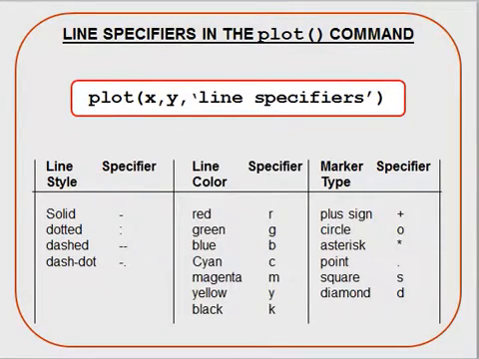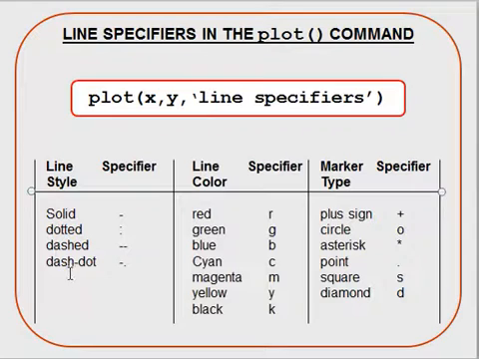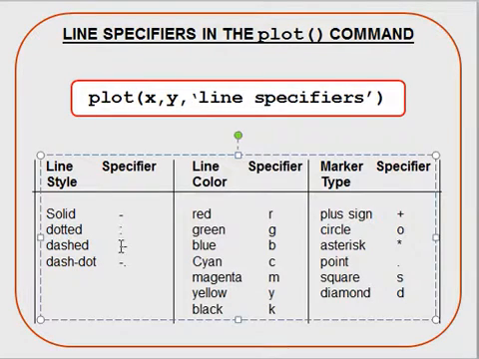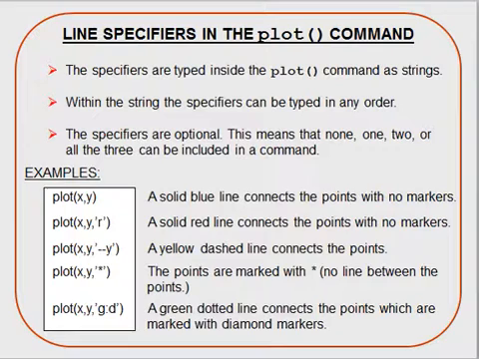There's a table that explains the basic possible options for line specifiers. So here's the line style, which is solid, dotted, dash-dot, line color, marker color, and so forth. So these are the options you can choose to customize your plot.